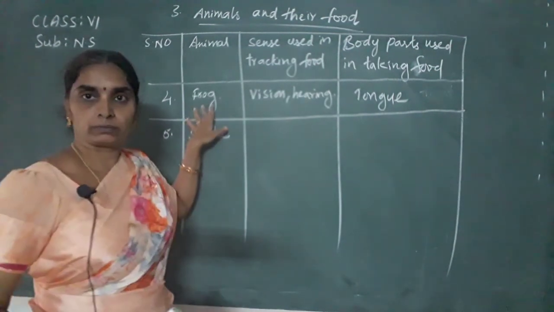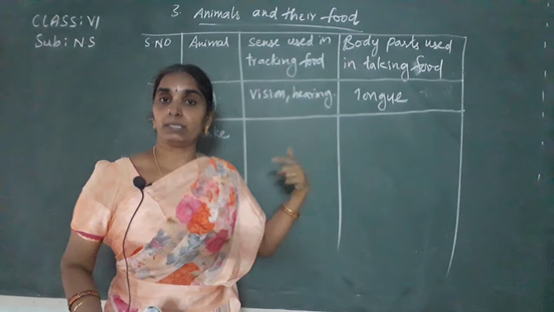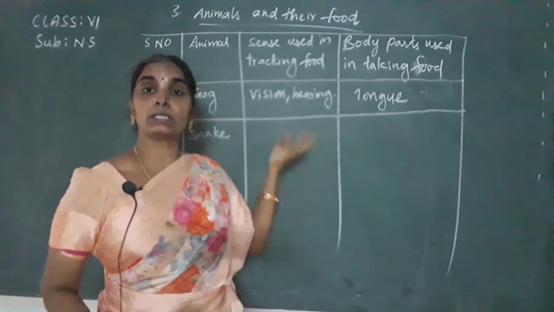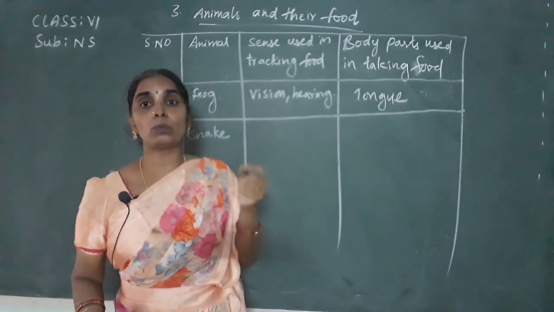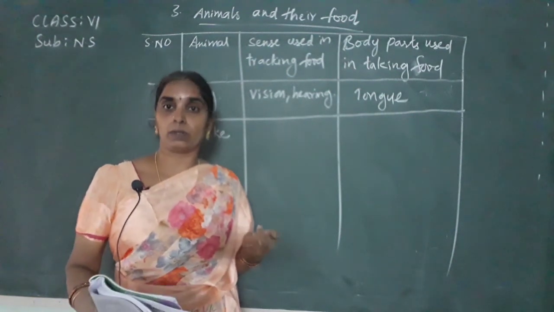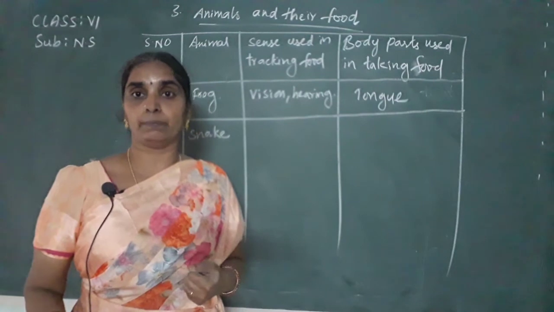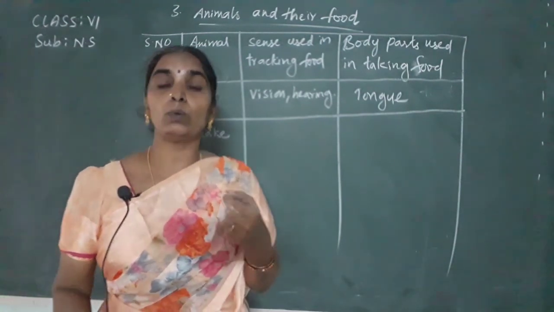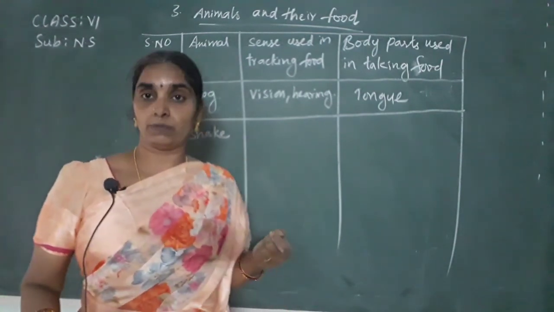Frog is a carnivore, as you know very well. Previously I have written about the cow. It is a herbivore because it depends only on grass or plant products for its food. We have already studied the classification of animals, in which animals that depend only on plants are called herbivores, isn't it?